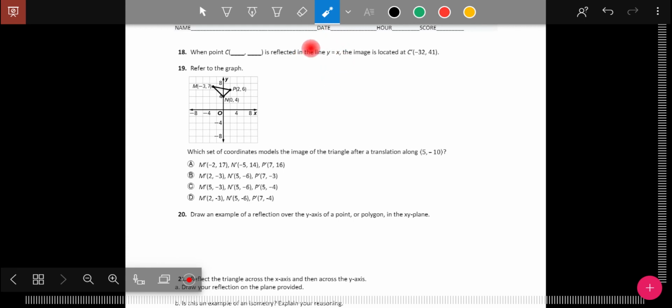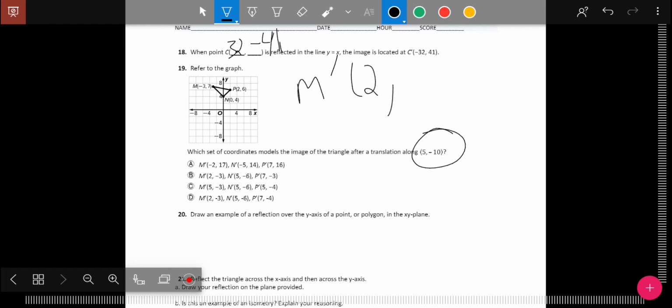Reflection from number 3. The reflection in y equals x means things flip wholly. And so this would have started out as positive 3, 2 and negative 4, 1 to flip to negative 3, 2, positive 4, 1. Right? And then all of these points are going to go along this vector. So M image, negative 3 plus 5 is 2. 7 minus 10 is negative 3. So 2, negative 3 means it's not this one, and it's not this one.